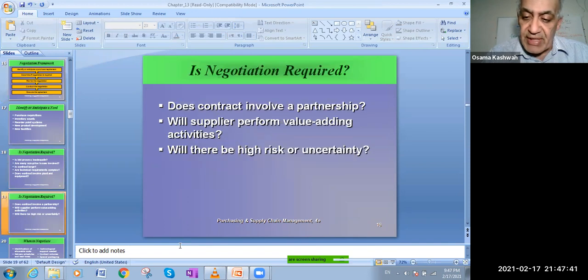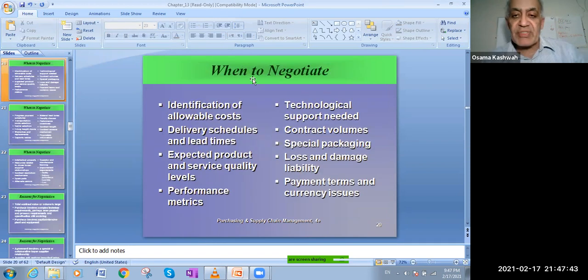We'll go to slide number 20 and we'll see when to negotiate. What are the needs for negotiations? We need to negotiate when identifying low allowable costs. We want to talk about the costs, delivery schedules, times of delivery. You will give me after 1 month. The supplier said, no, I want it within 15 days. So I'm negotiating to make it 15 days instead of 1 month to receive my inputs or raw materials.